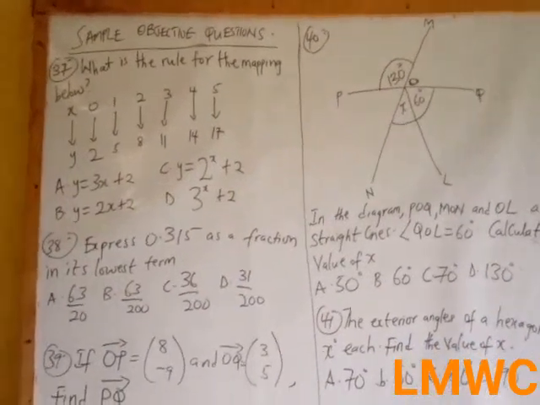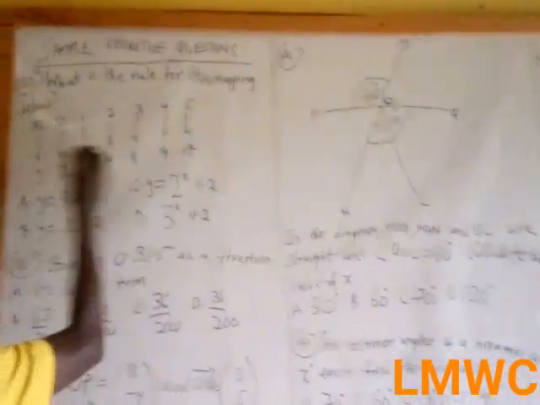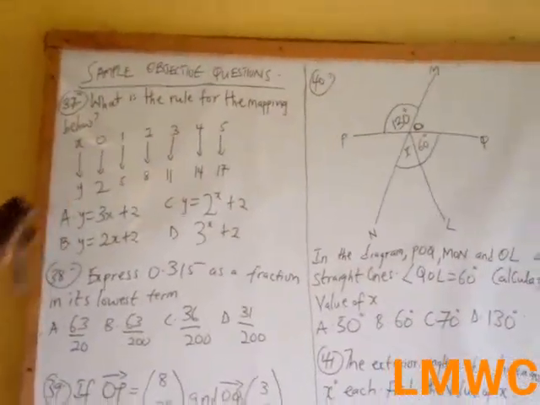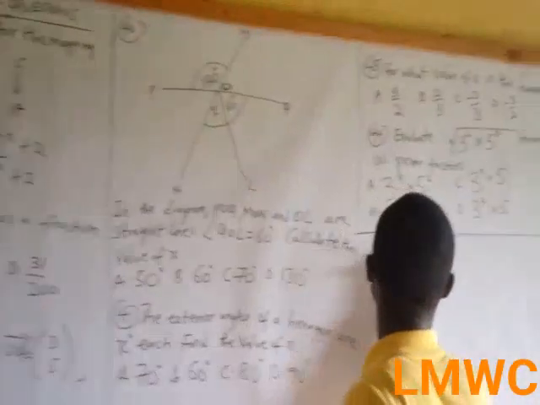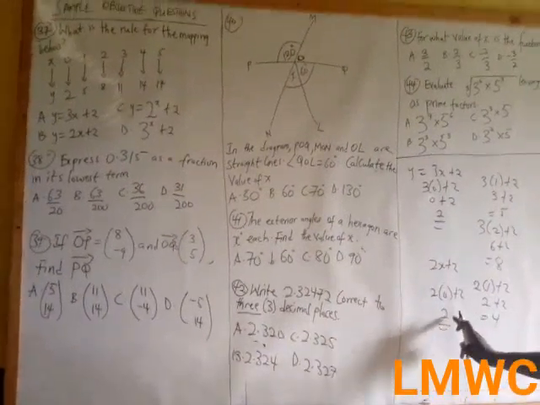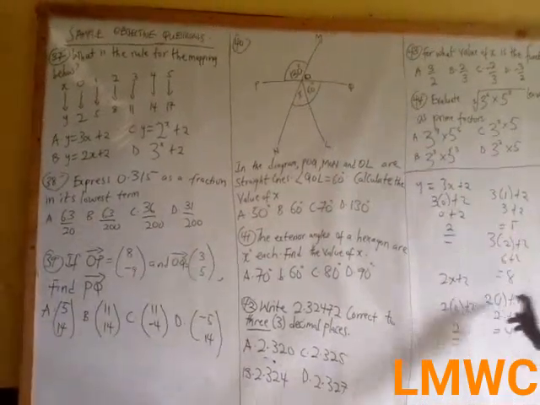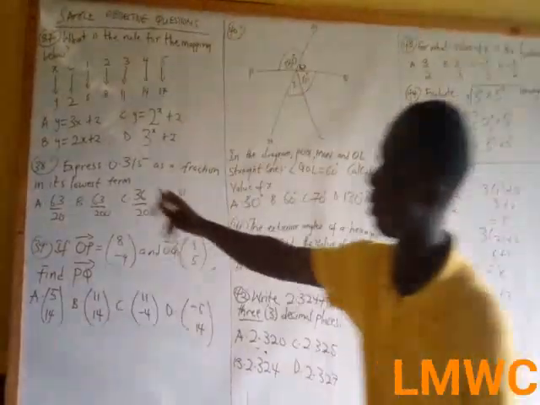What is the rule for the mapping below? We want the rule or the formula. We know these are x values and these are y values. In an objective question like this, we use the x values to get the y values. So you take A: y is equal to 2x plus 2. When x is 0, you get 2. When x is 1, 2 times 1 is 2, plus 2, you are getting 4. So this means this is out.